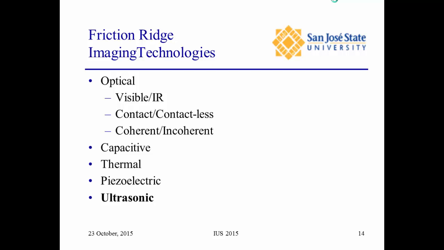Both coherent and incoherent light is used in these optical systems. Capacitive fingerprint scanners have been quite popular in the last 10 years. Thermal fingerprint scanners are no longer popular. Piezoelectric fingerprint scanners were all the rage about 15 years ago. But lastly, and I've got this highlighted, is ultrasonic scanners, because that's been the primary application of ultrasonics to biometrics, if we're meaning biometrics in the sense of automated recognition technologies. The primary application of ultrasonics to biometrics has been in ultrasonic fingerprint sensors.